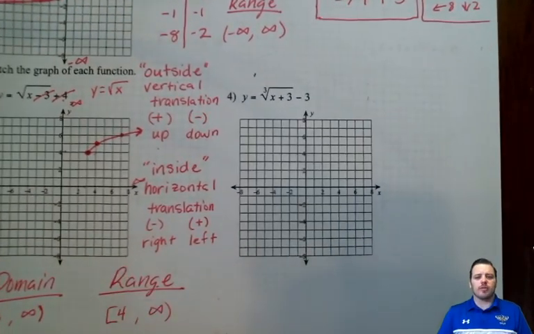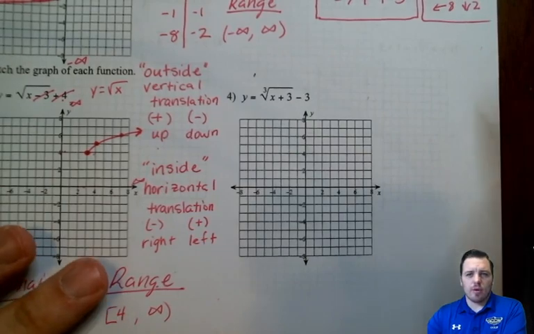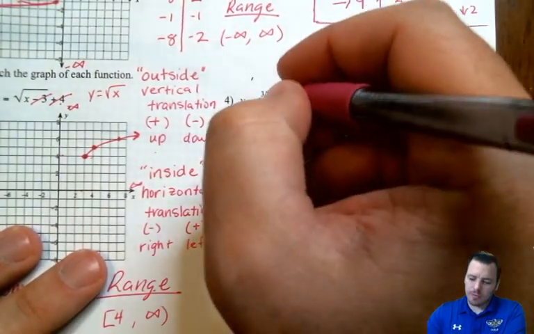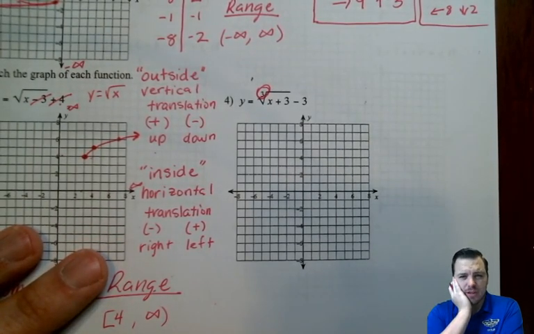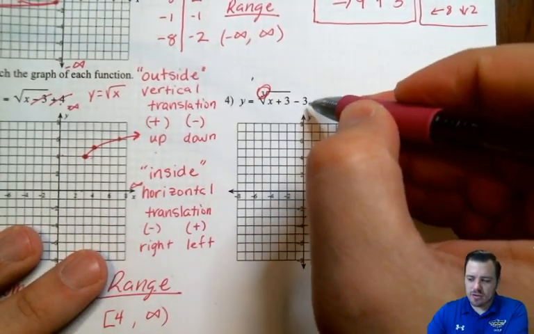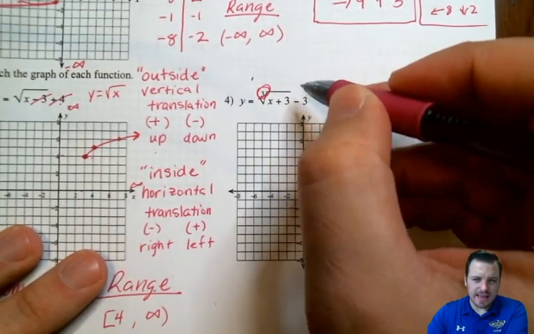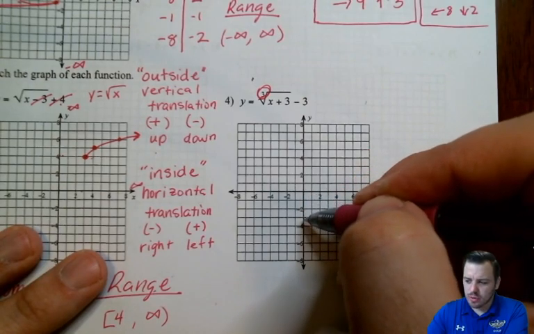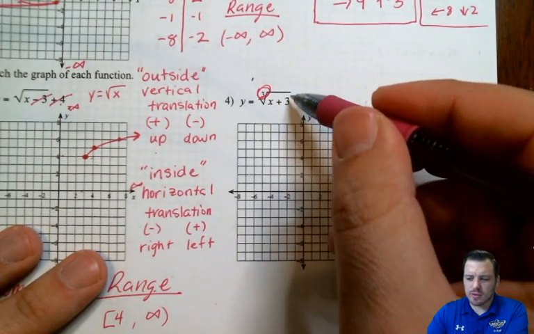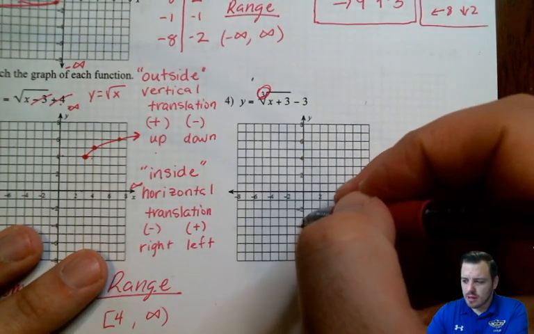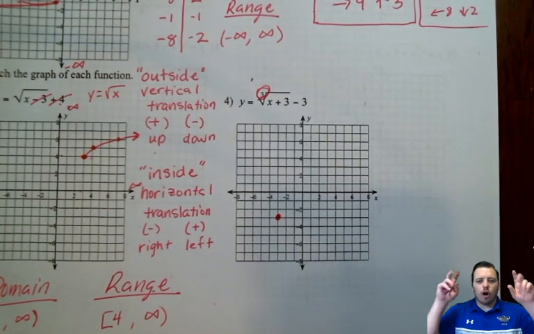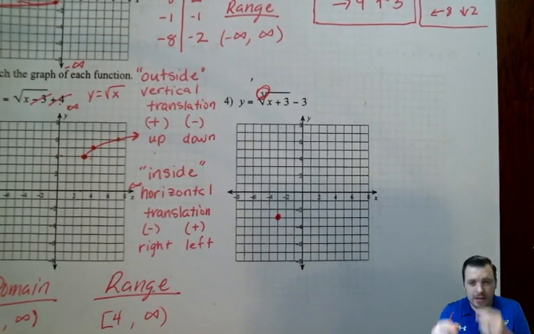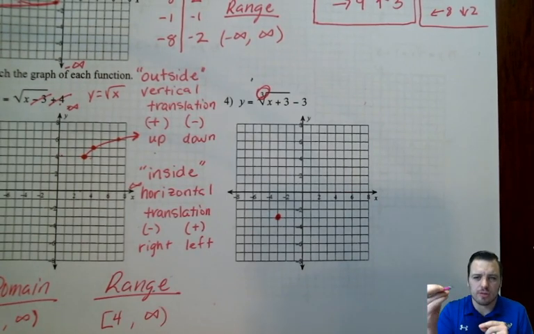All right, let's jump over here to number 4. Now this is a cube root. Pay attention to that. It's a cube root. So x plus 3 minus 3. The minus 3 is a vertical translation down. So go down 3, 1, 2, 3, and the plus 3 on the inside goes left 3. 1, 2, 3. So right there is my point. That's almost kind of like my new origin. Taylor made a good point. It's not going to look the same as what the original looked, but it's going to have the same shape that it has.